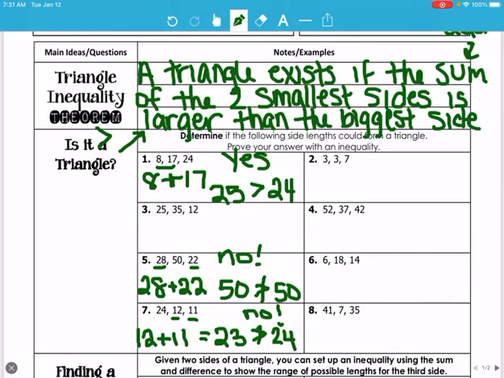So let's actually just do number 3, why not? We've got 12 and 25, right? Two smallest, add those together. Should get 37. The third side is 35, we are greater than, so yes, I have a triangle. Okay. So now go ahead and do that whole right column. And again, add your two smallest sides. If they add up to be bigger, yes, you have a triangle. Okay.